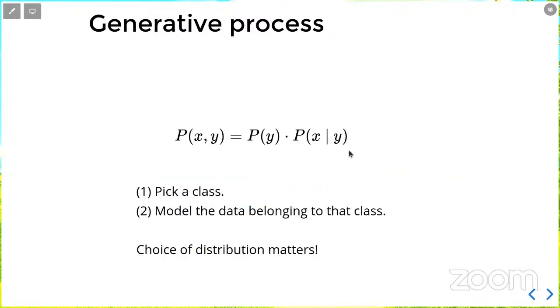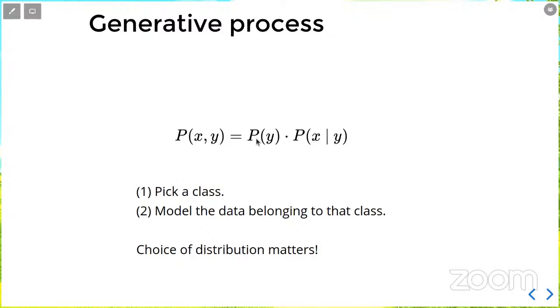Okay, so here is one more way of understanding the generative model. That's via this generative process, right? So P of X comma Y, you can write it like this. I hope you all remember this particular thing. It's just probability 101: P of Y into P of X given Y. So how do I understand this? You can think about it this way.